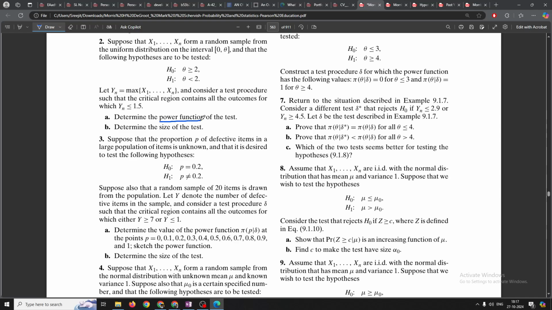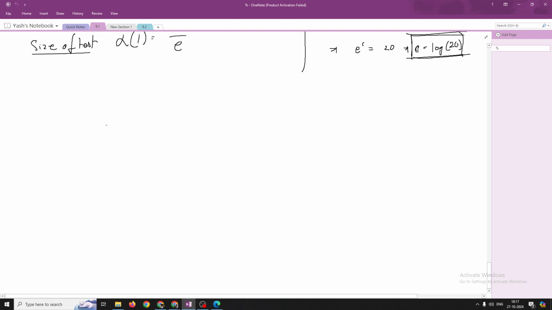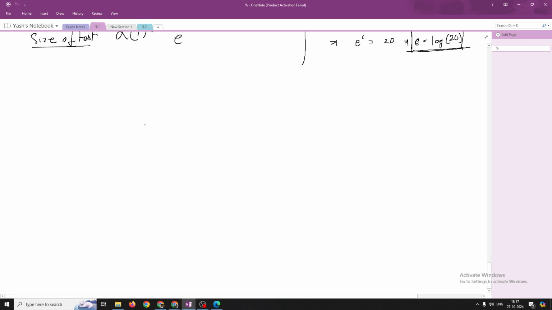We need to derive the power function. We would get a function, not a number, and then we need to determine the size of the test, right? So these are the two things that we need to do. Let's just quickly do this, and if at any point this is a bit fast, interrupt me.